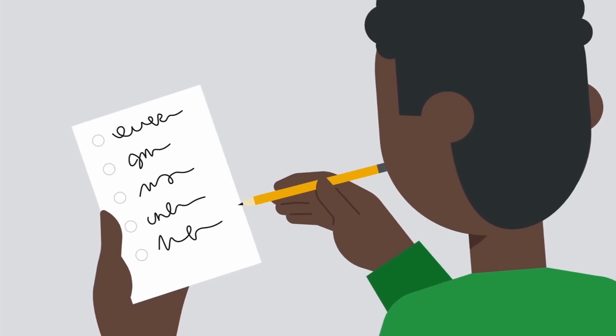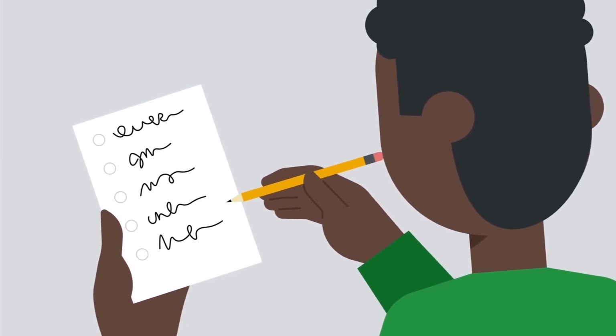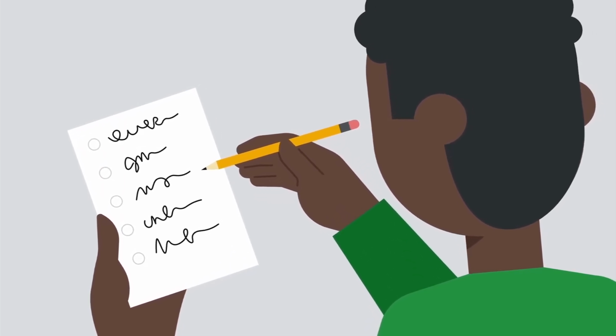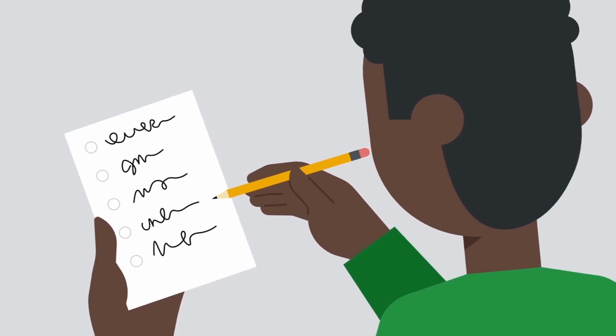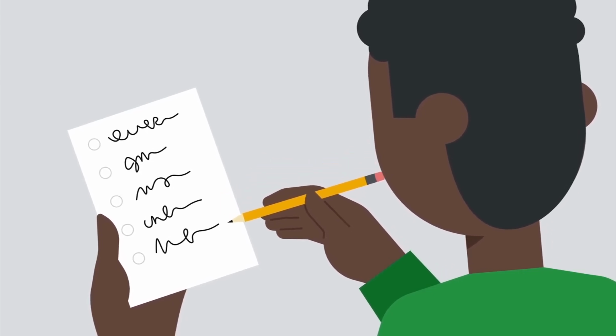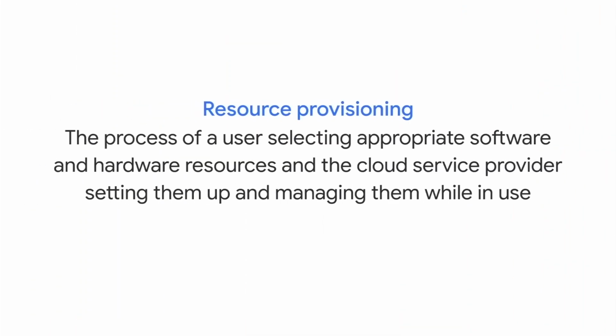Well, managing the costs of cloud data analytics is kind of like that. The key is to be a super savvy shopper, knowing exactly what resources you need and how much. This saves money and prevents waste. The first method cloud professionals use to achieve these goals is resource provisioning. This is the process of a user selecting appropriate software and hardware resources and the cloud service provider setting them up and managing them while in use.